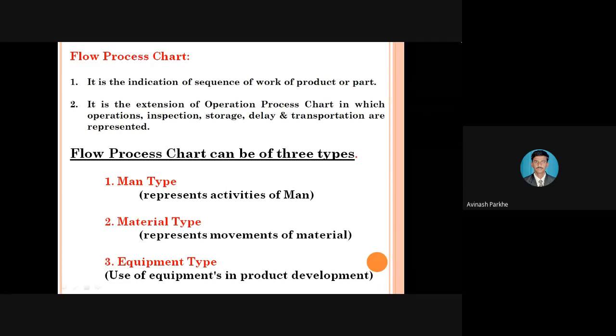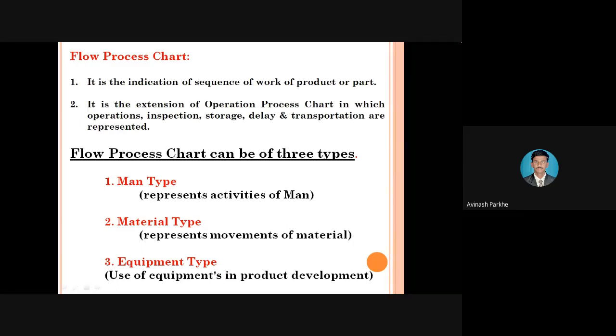So whatever chart we have discussed, that is the operation process chart, through it you will get the overall picture of the process, meaning which type of operation is performed and which types of inspections are performed. Therefore, through this chart, you will get the information only on the number of operations performed and the type of inspection to be performed. That means you will get only the overall picture.